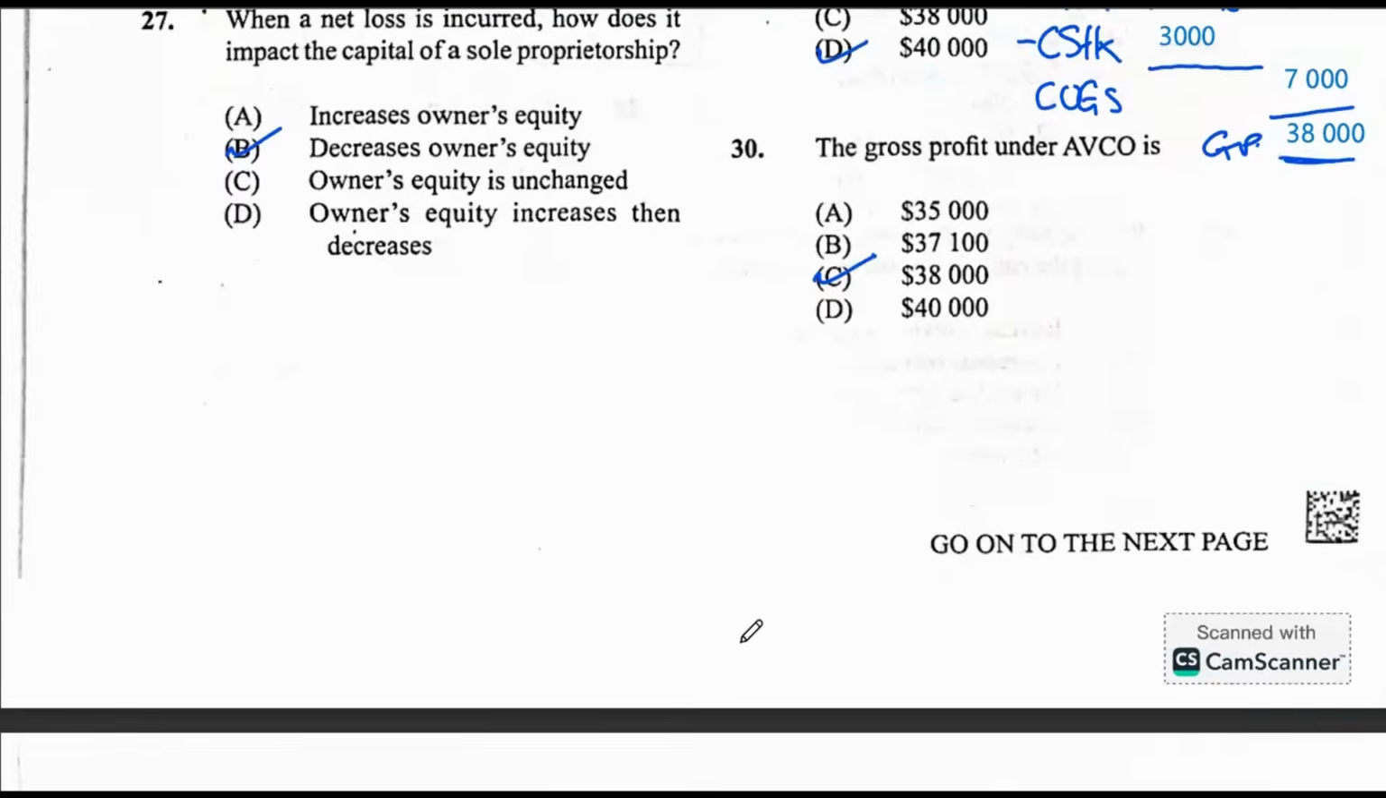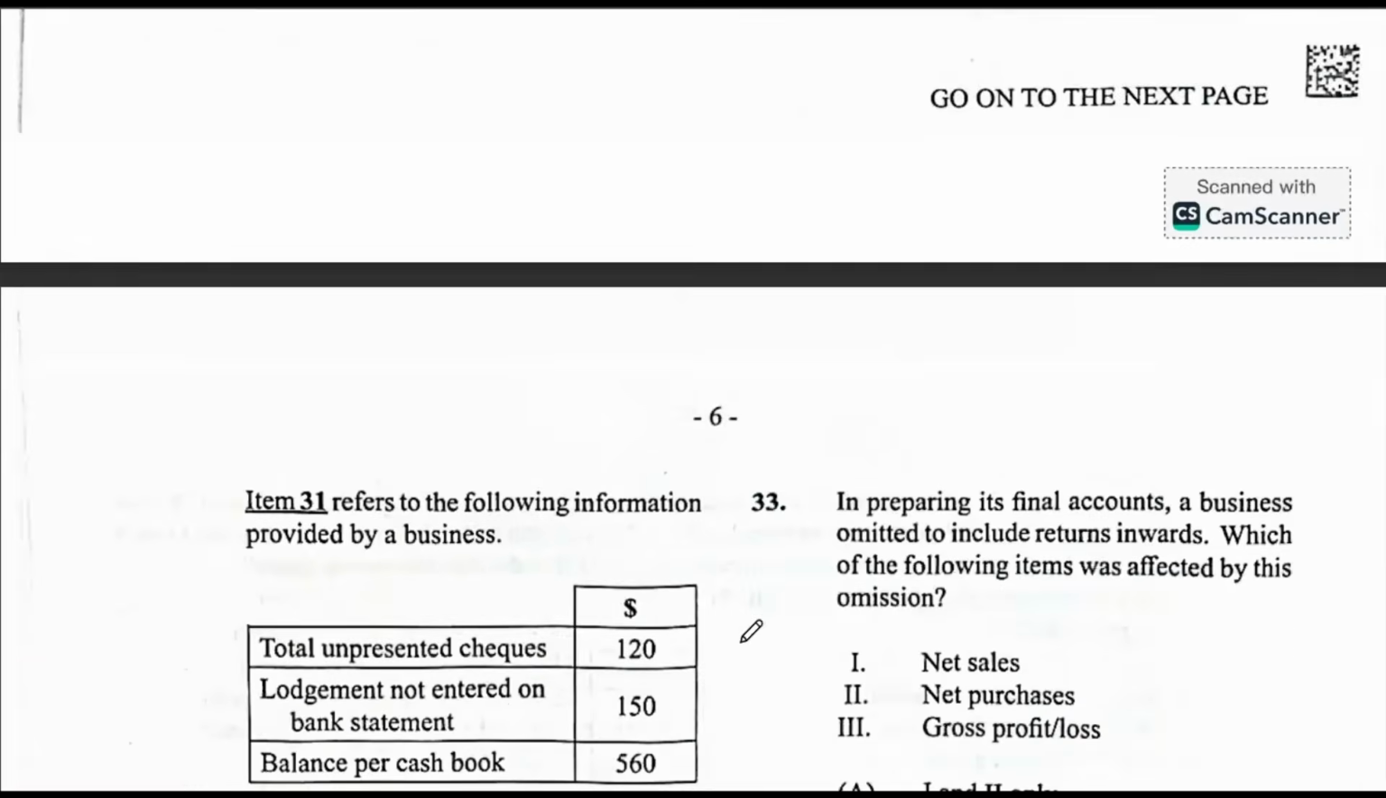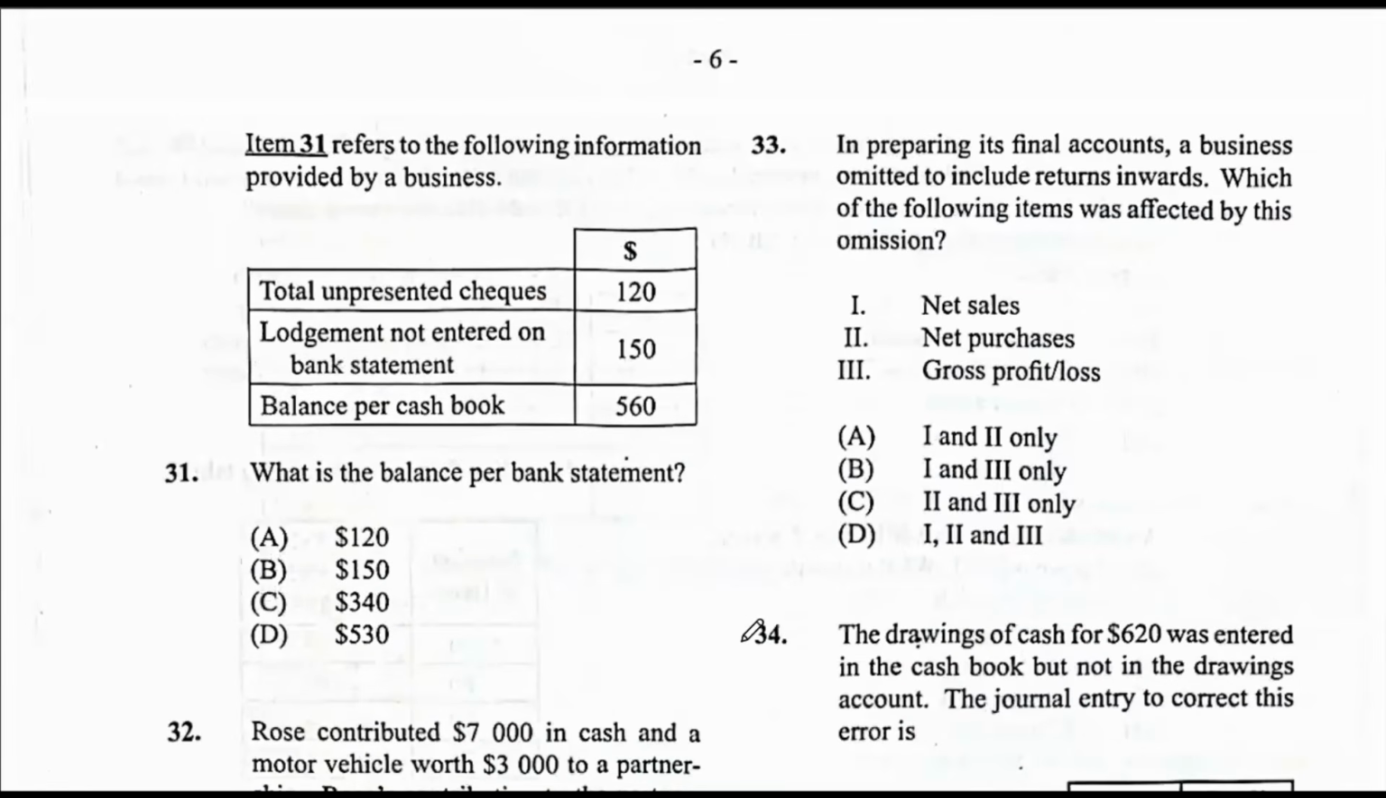Alright guys, looking pretty good so far. So we are halfway through the paper. Nicely done. Now we're going to move on to number 31. Item 31 refers to the following information provided by a business. What is the balance per bank statement?